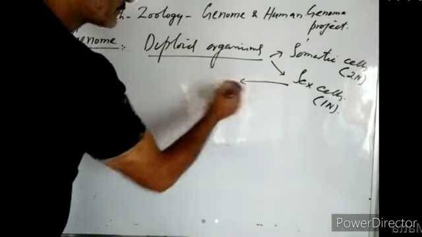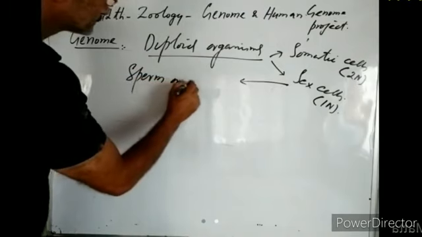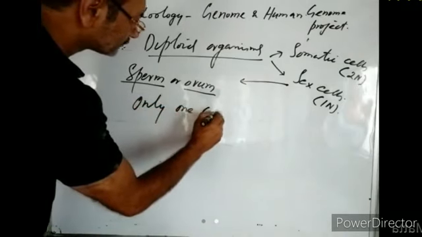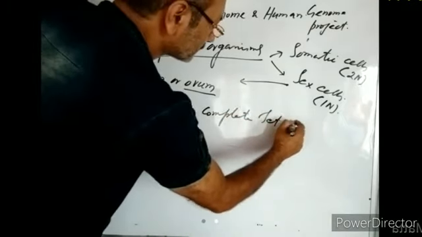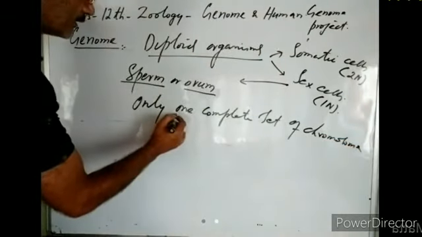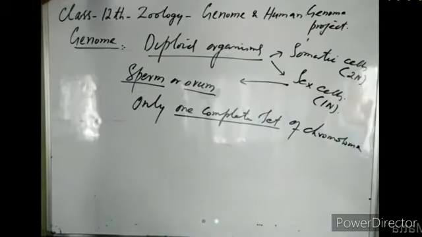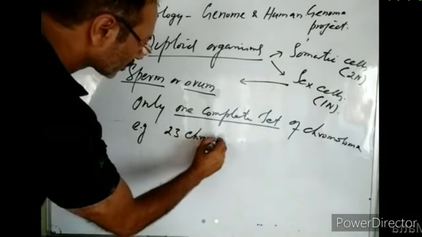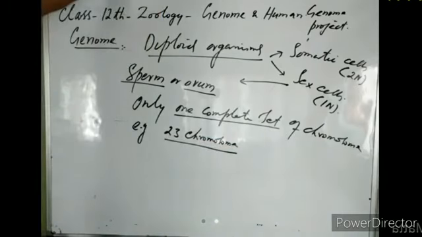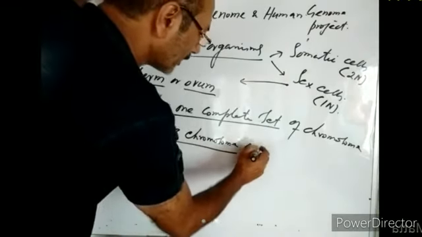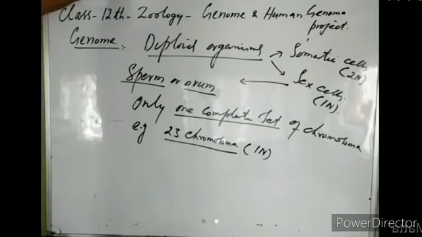In a sex cell, in a sperm or ovum, there is only one complete set of chromosomes. In case of human beings, for example, in sperm there are 23 chromosomes, or in ovum there are 23 chromosomes. So these 23 chromosomes, which are present in a sperm or ovum, they represent one complete set of chromosomes, and we call them haploid. We write it as 1n.